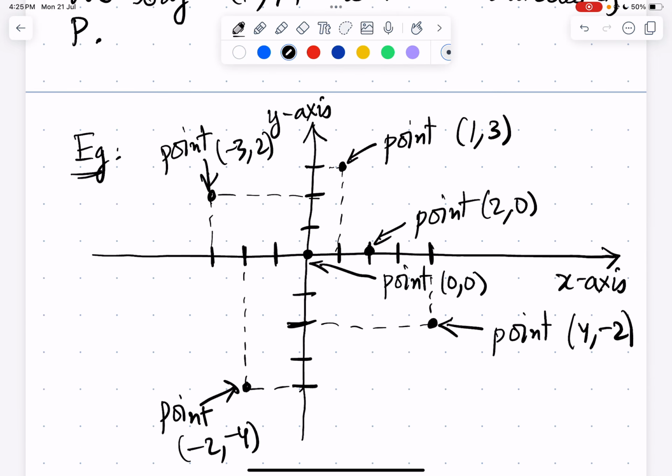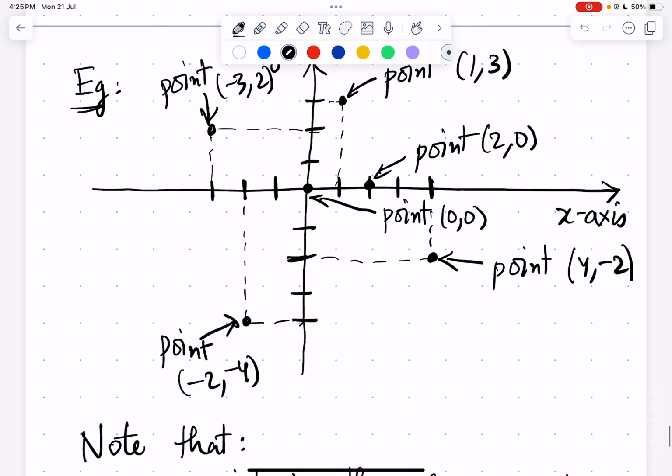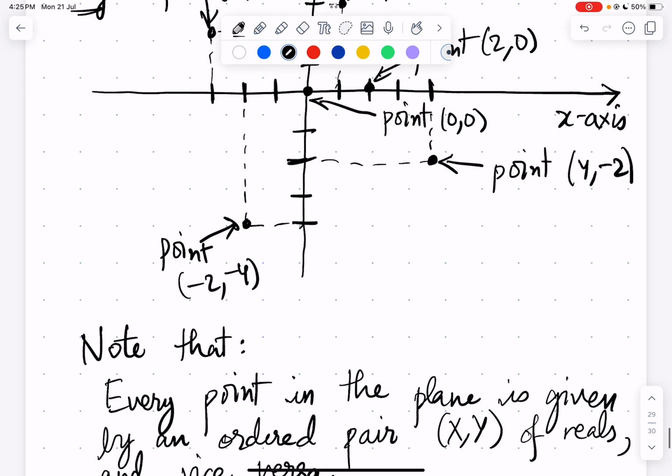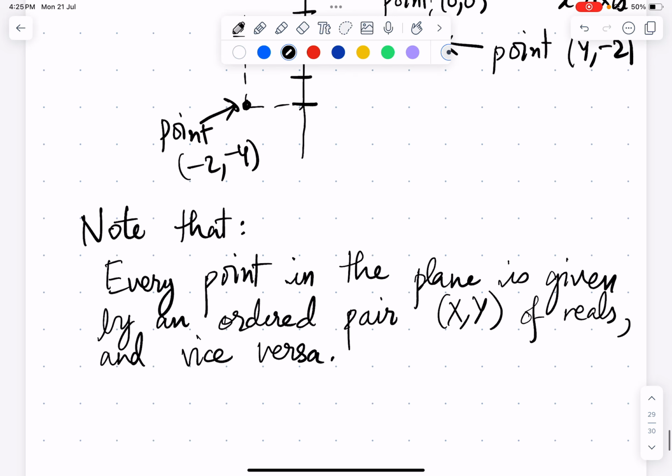Note that we need ordered pairs of reals. For example, point 1 comma 3 is different from point 3 comma 1. Point 1 comma 3, we reach by moving 1 unit in the x direction and then 3 units in the y direction. Point 3 comma 1, we reach by moving 3 units in the x direction and then moving 1 unit in the y direction. So order matters, and every point in the plane is given by an ordered pair of reals and vice versa. Every ordered pair of reals gives a point in the plane.